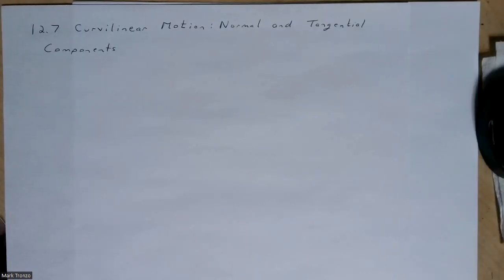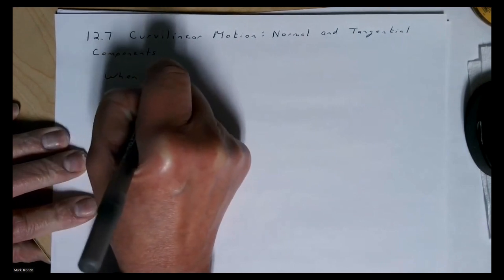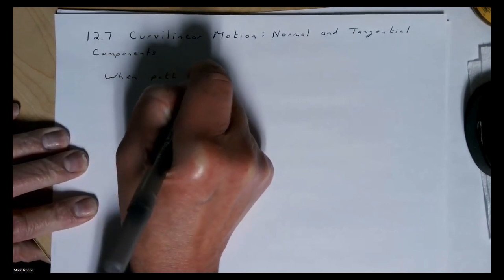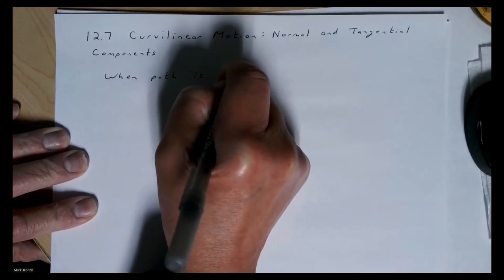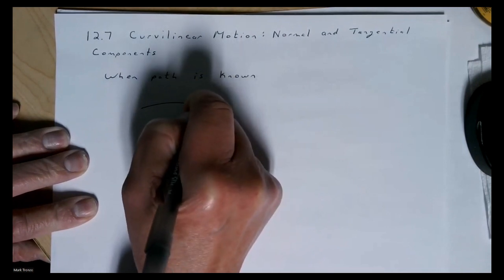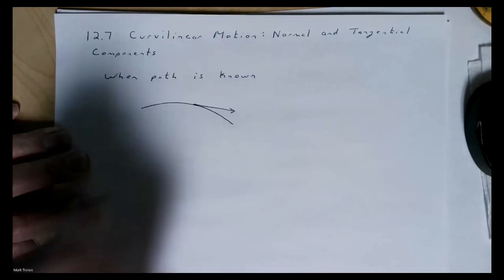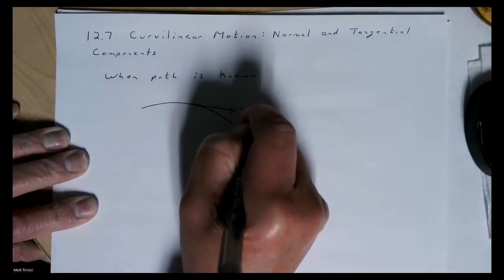In this video, we're going to look at curvilinear motion using normal and tangential components. These are often used if you know the path of the object. When the path is known, we can use tangential components, and that would be like the velocity tangential to the path.